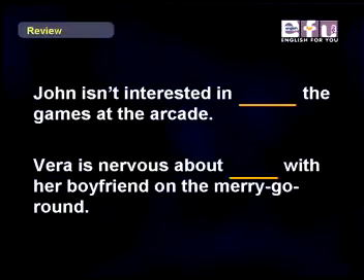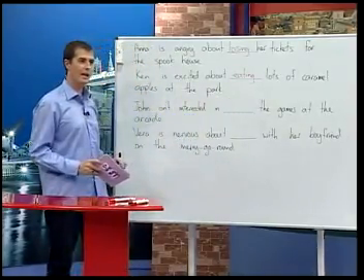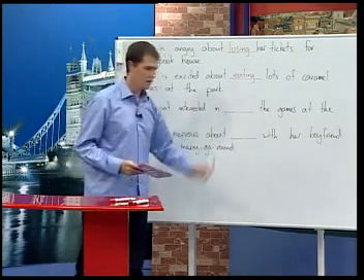John isn't interested in the games at the arcade. And the second one, Vera is nervous about sitting with her boyfriend on the merry-go-round. Okay. John isn't interested in playing the games at the arcade.